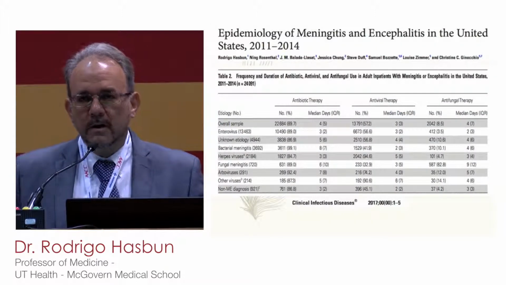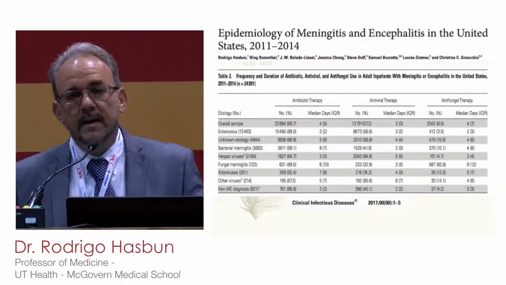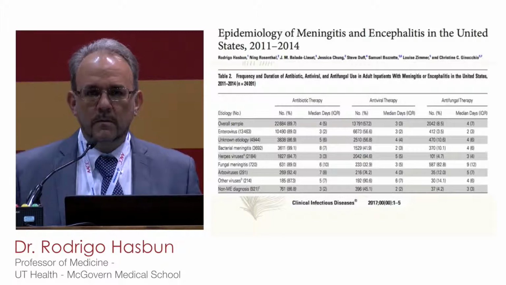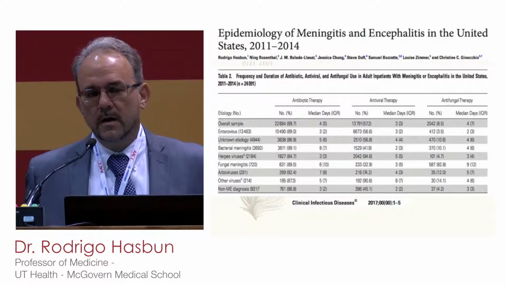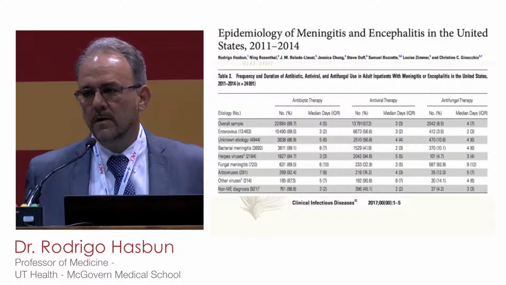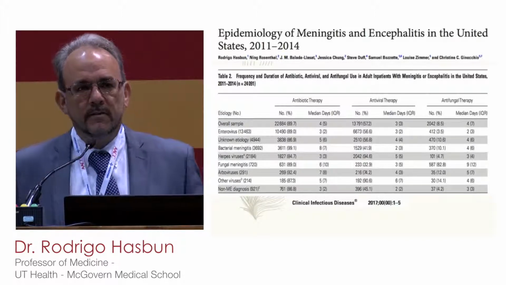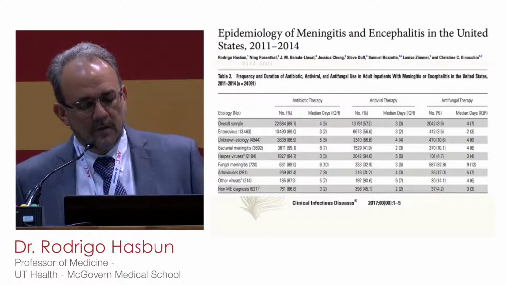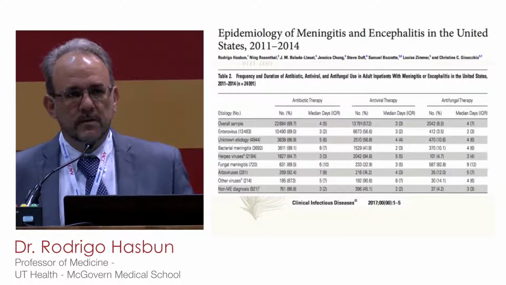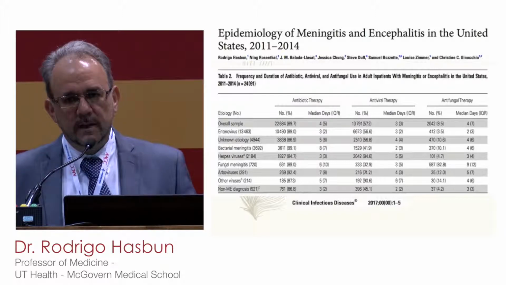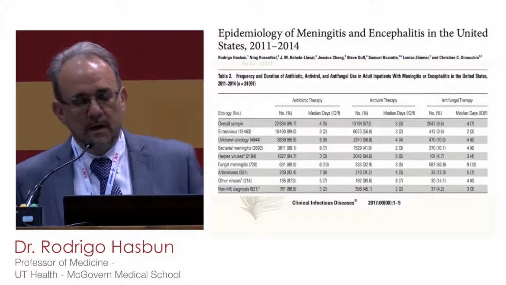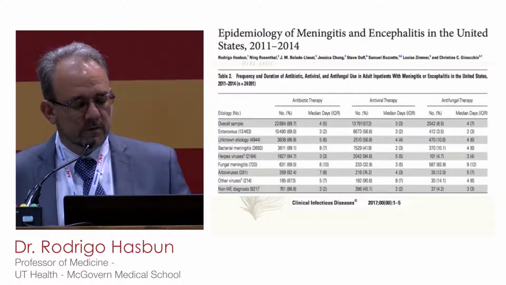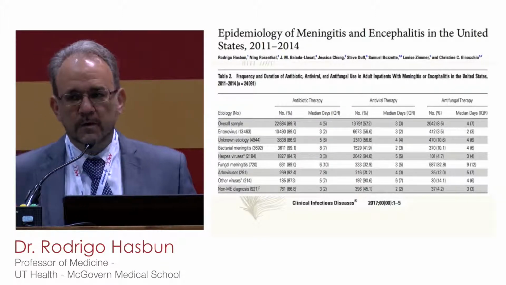This is a large study that we just published last year looking at meningitis and encephalitis in the United States. What we can see is that now that bacterial meningitis has really become less frequent with the conjugate vaccines, viral meningitis is the most important and frequent cause. Out of 24,000 patients with meningitis and encephalitis, you can see that enterovirus is the most common one. There's other herpes, fungal, and bacterial meningitis accounts for a small portion of the cases.